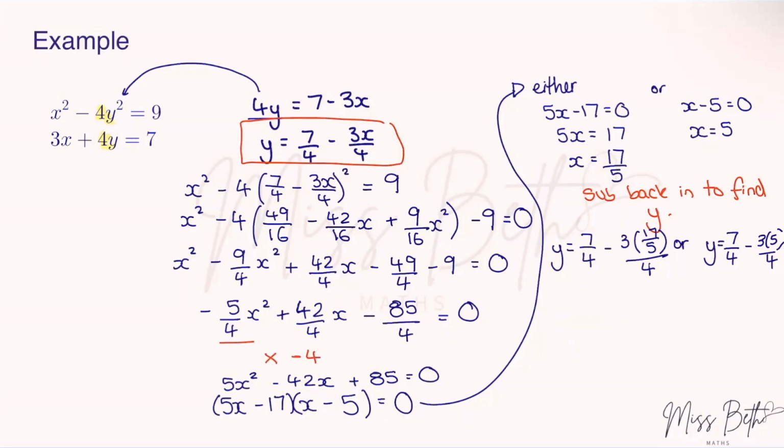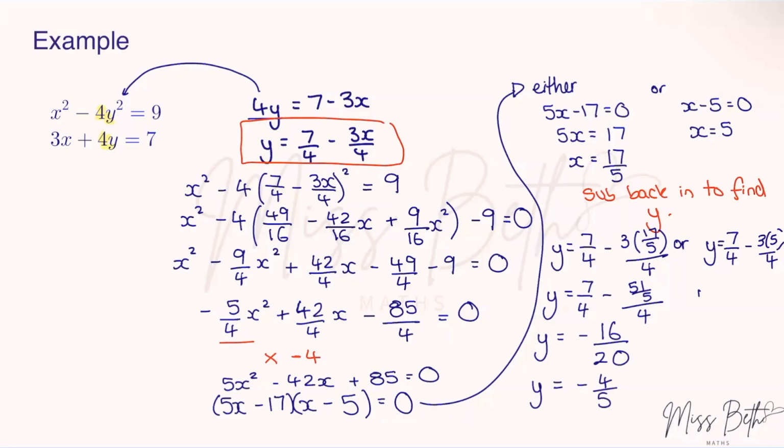For the first one, when we have x is equal to 17 over 5, we would have y is equal to 7 over 4, subtract 51 over 5, all divided by 4. So y is equal to 204 over 5, which simplifies. So then that would give us negative 16 over 20, which then simplifies to negative 4 over 5. Not that you need to worry about this, because obviously you would have your calculators.